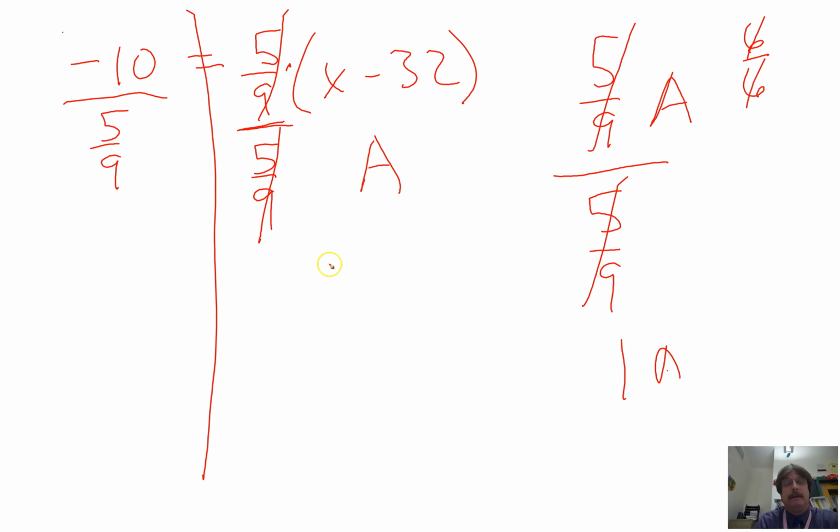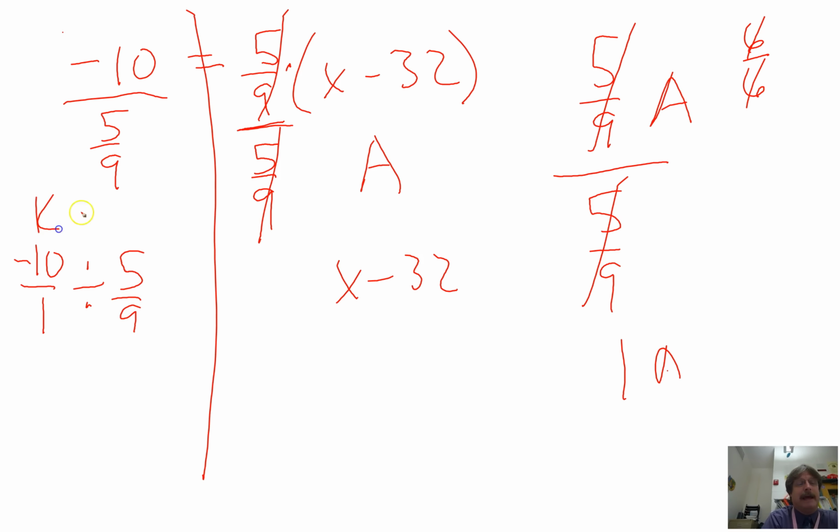So I'm left with x minus 32 on this side. But over here, I've got to do some work. I've got to do the negative 10 divided by 5 ninths. So I'm going to rewrite it, negative 10 over 1 divided by 5 ninths. Remember, I do my KFC. I'm going to keep this, negative 10 over 1, times, and I'm going to invert this. I'm going to change it over to 9 over 5.